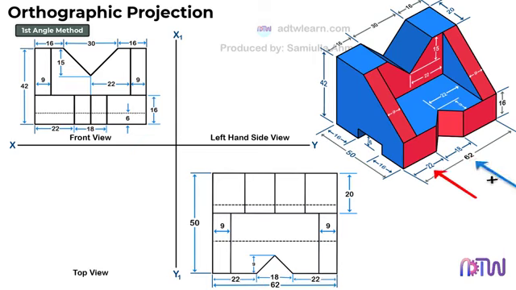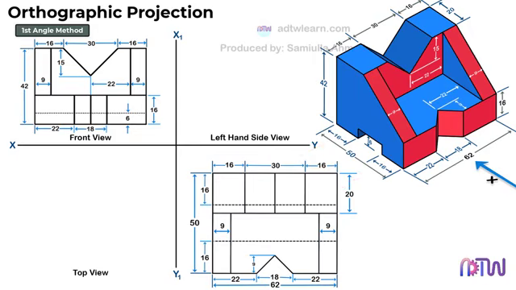And it is 22 mm away from the sides. The width of this notch is 30 mm, and it is 16 mm away from the sides. These dotted lines represent this inner slot. The distance of this slot from both sides is 16 mm. This is the final top view of the object with dimensions.